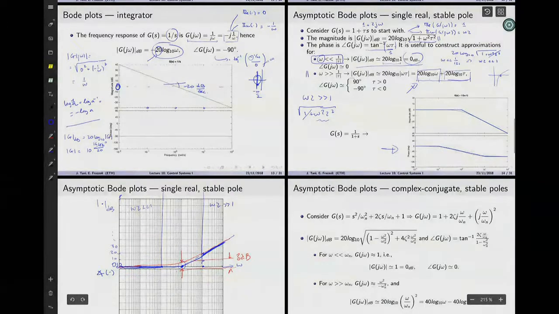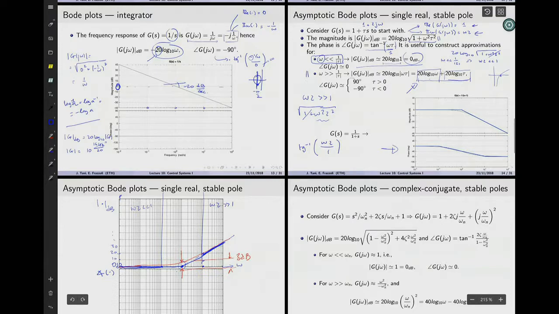So how does the phase of this term work? Well, what's the phase of 1 plus tau s? The phase, we said, is the tangent inverse of what? Of the imaginary part over the real part. So what's the imaginary part? The imaginary part here is omega tau. And what's the real part? The real part is 1, right?